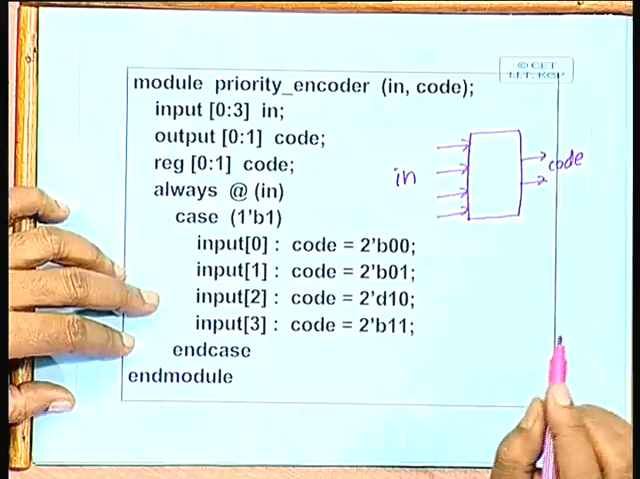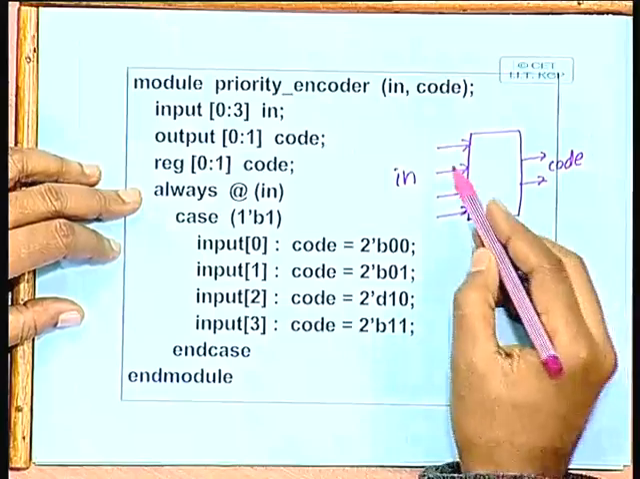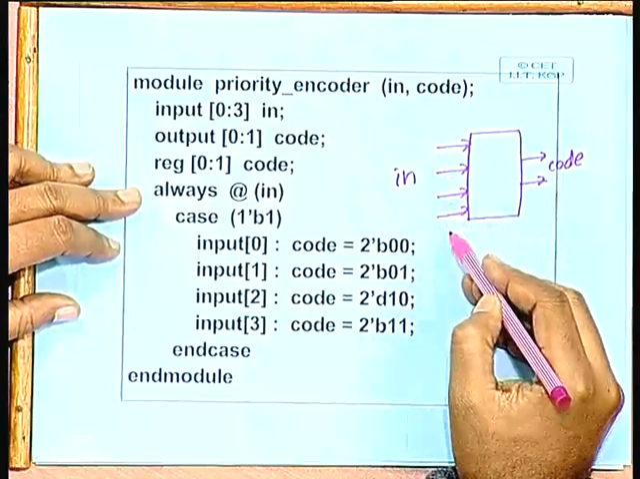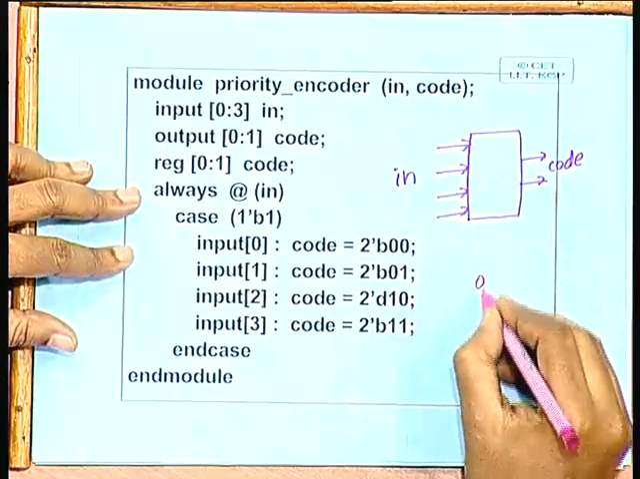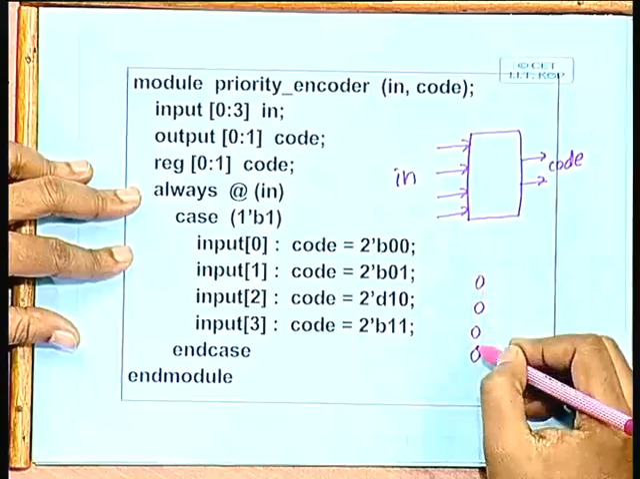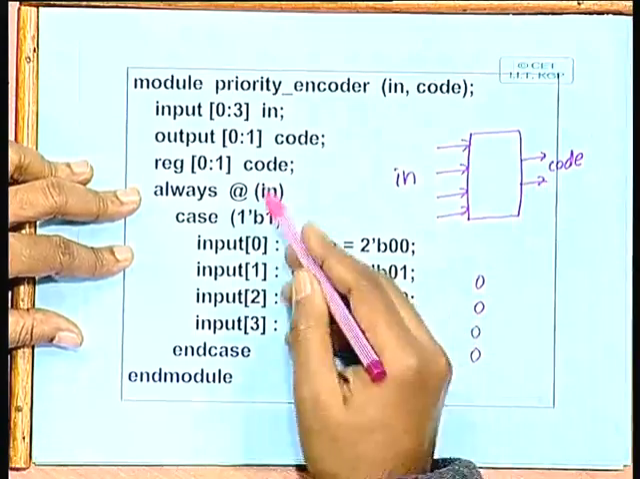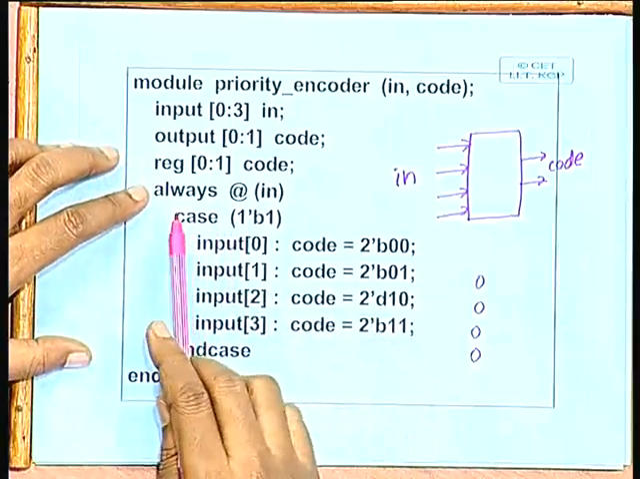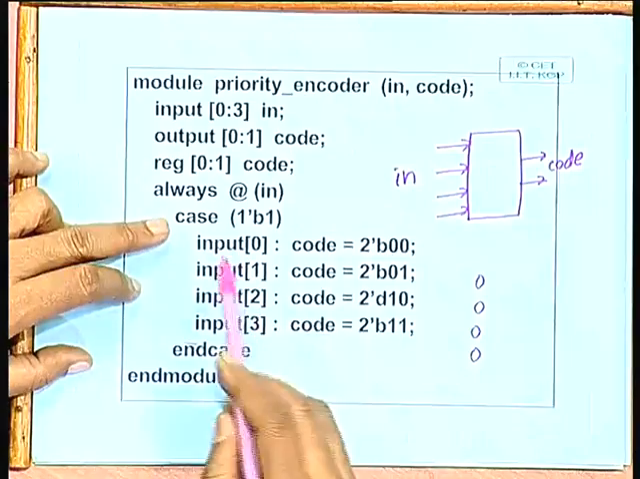And just to recall, what is a priority encoder? The priority encoder says there are 4 inputs. Normally the inputs are 0, say 0, 0, 0, 0. So whichever input is 1, I will be encoding that into a 2-bit binary number. Now you look at this code, this always @(in): whenever in changes state, I will execute this block.